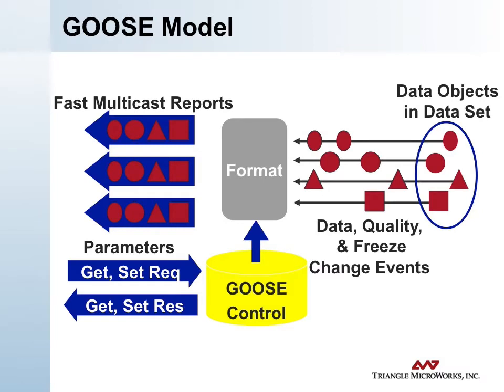From a data point of view, it's similar to the reporting model. We have data objects within a data set that are generating a series of change events. These are formatted based on settings in a GOOSE control block, which is controlled by the client. And the difference is the messages always send the entire data set. They are fast multicast reports, and I'll talk about how that multicast works to get the reliability that we were after.